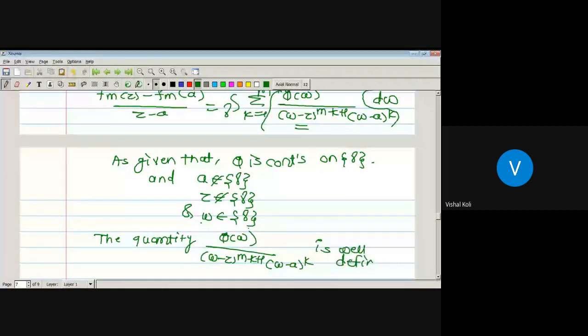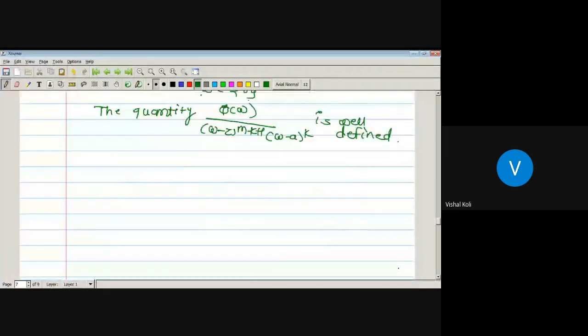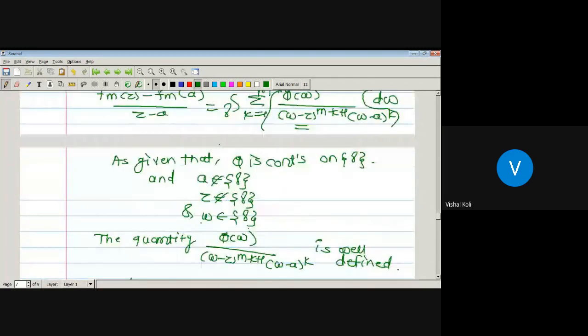As it is well defined and phi is a continuous function on trace of gamma, then this whole quantity is well defined and continuous on trace of gamma, since it works as just a constant. Okay, now taking the limit as z tending to a on both sides of equation number 7.